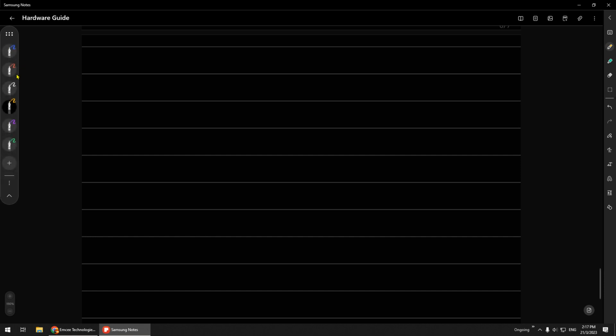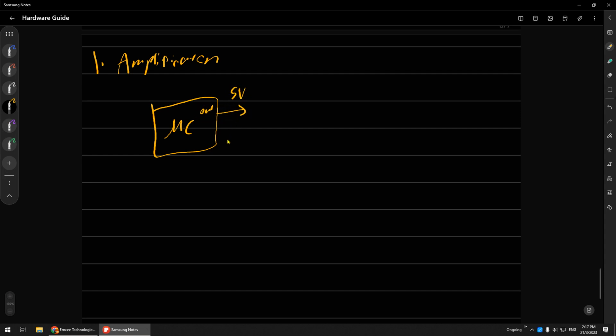So let me open the pen first. The first reason is amplification. So why amplification? Usually the digital control microcontroller output is usually 5 volt, and the IGBT or MOSFET, something like this, usually to switch this you need 15 volt.